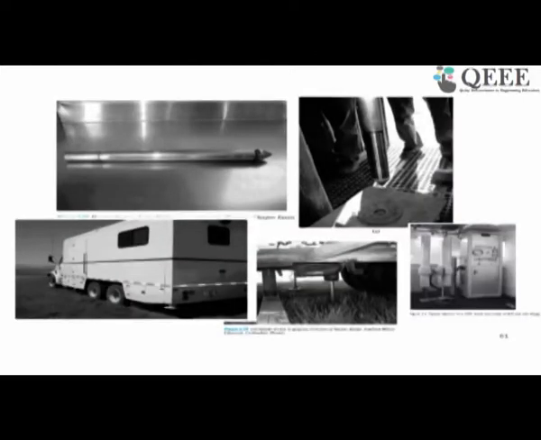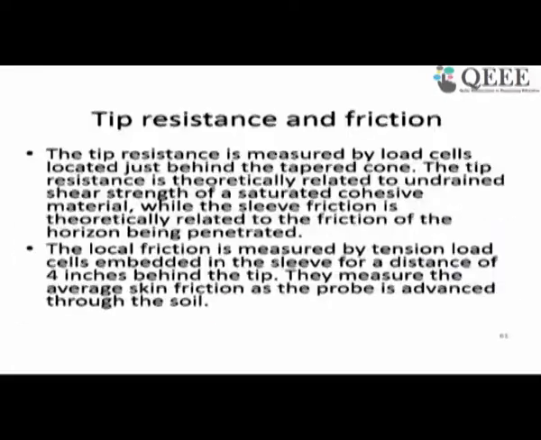And there are various pictures related to this CPT testing. You can see various types of vehicles are used for CPT testing. You will have a control room inside which will record data continuously. Now, as I was discussing, two important parameters we are particular about during the cone penetration test are the tip resistance and the friction.